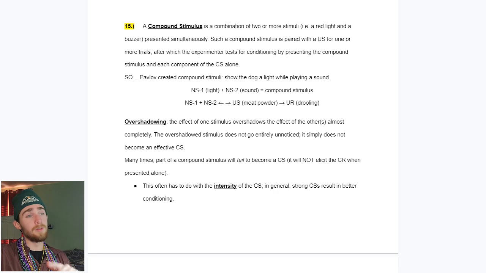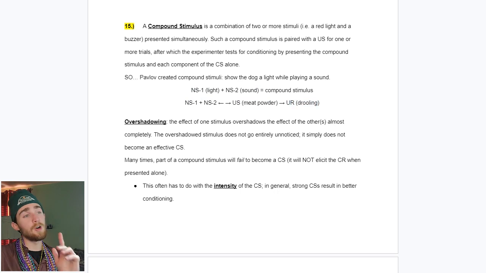What we're talking about doing here is we have neutral stimulus light plus neutral stimulus sound. This is our compound stimulus. So we present this compound stimulus in close time with meat powder, and of course, as we know, meat powder elicits drool. So this is our unconditioned stimulus, this is our unconditioned response, and if we present this compound stimulus enough times in close time with the unconditioned stimulus meat powder, then eventually this compound stimulus of light and sound will elicit drool as a conditioned response.